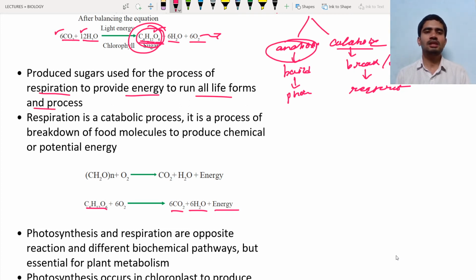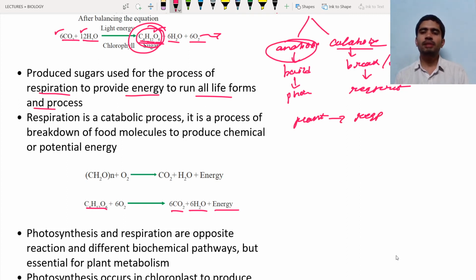You see here what they are saying. Whatever energy is produced by the plants is utilized for cellular respiration. Cellular respiration may be in the plants too. We have just now discussed that plants do the respiratory process also.